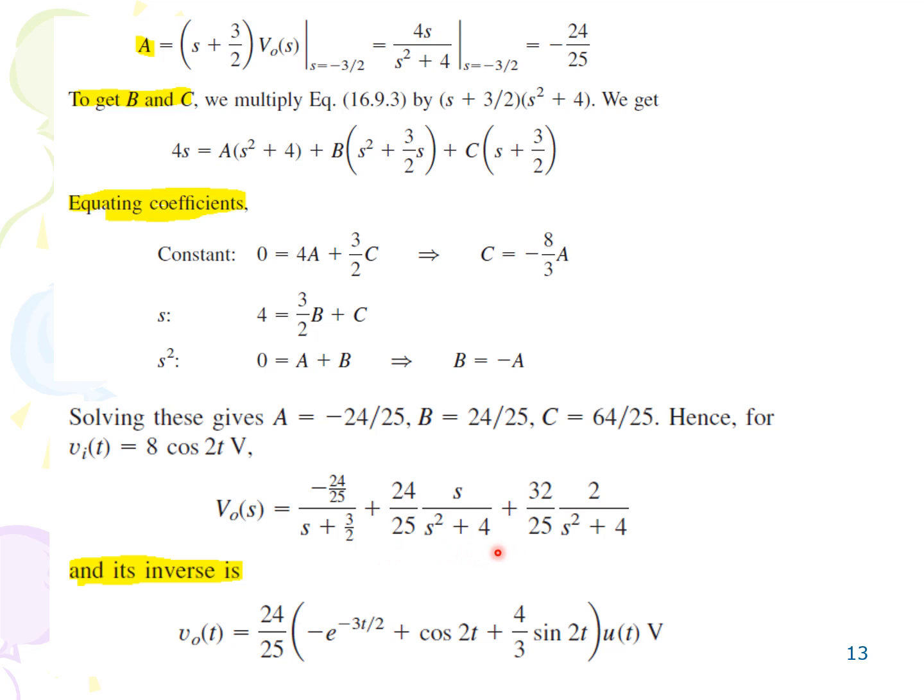Now, it can be decomposed into time domain factors by taking the inverse Laplace transform. So the first term, minus 24 by 25, will come with e raised to power minus 3 by 2 t, and the second term will give you cos of 2t, and the last term will give you some constant multiplied by sine of 2t. Just the table properties of the inverse Laplace transform are applied here, and we have this voltage now in the time domain.